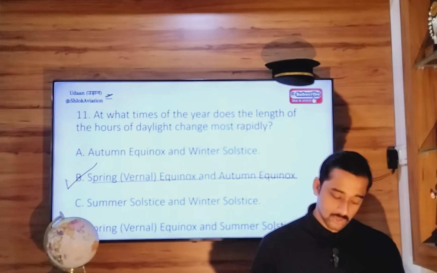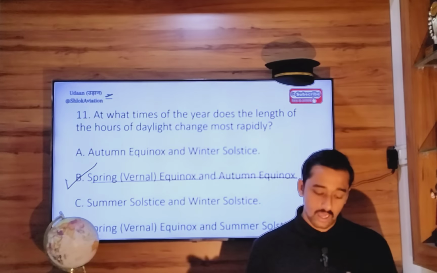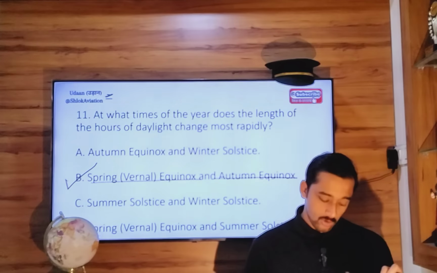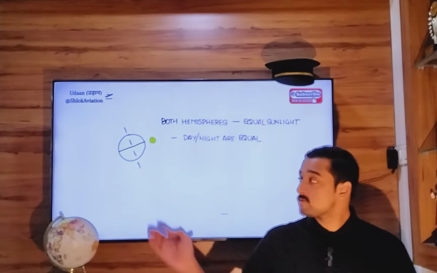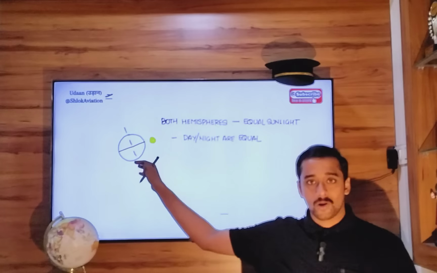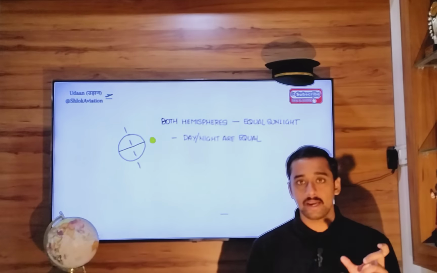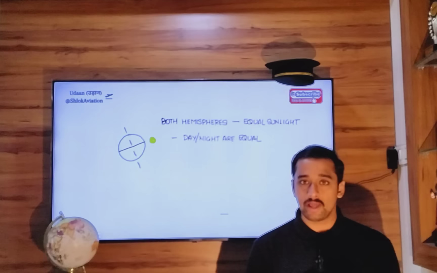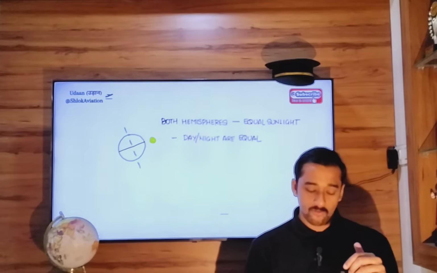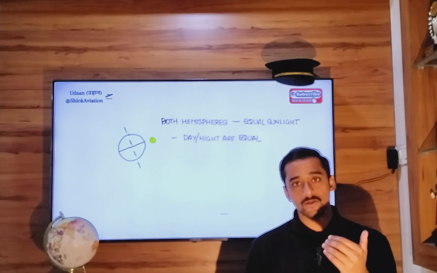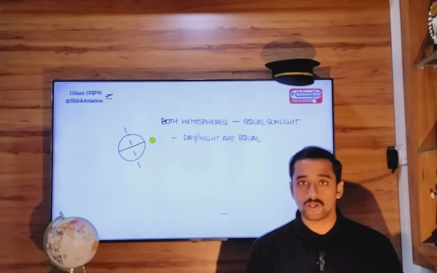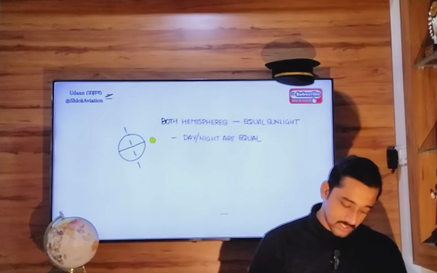Okay. So after the spring equinox, when the sun moves northward or southward from the equator, the changes in the length of daylight will change most rapidly. During that phase, the movement of the sun from the equator northwards or southwards is most rapid. So that is the answer.